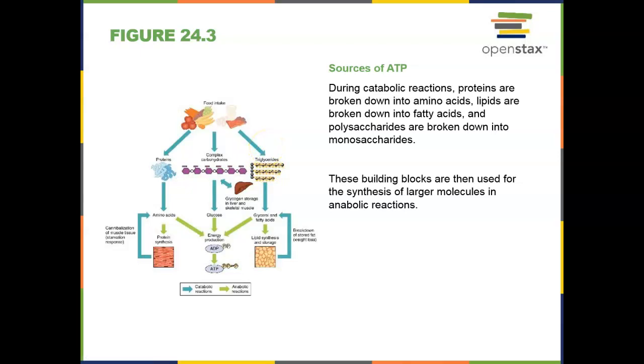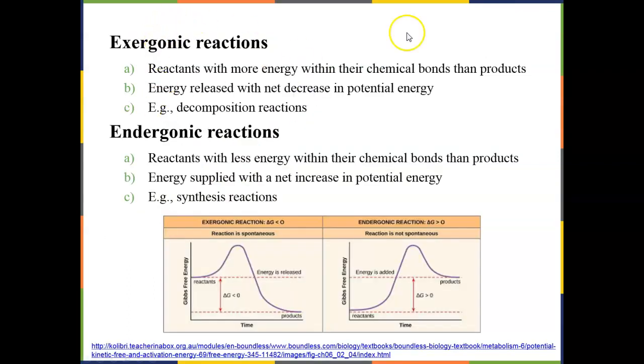So during a catabolic reaction, which I just mentioned, proteins are broken down, lipids are broken down, and polysaccharides are broken down into their monomers. Then these monomers can then be used to synthesize large molecules in an anabolic reaction. So in a sense, catabolic reactions drive anabolic reactions.